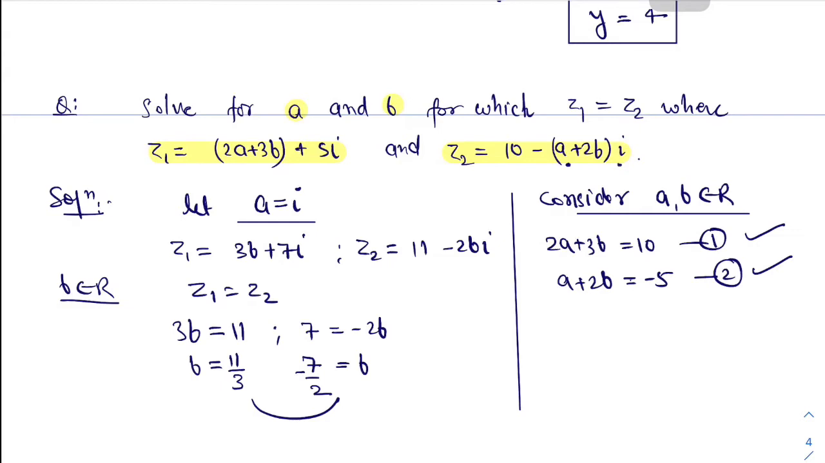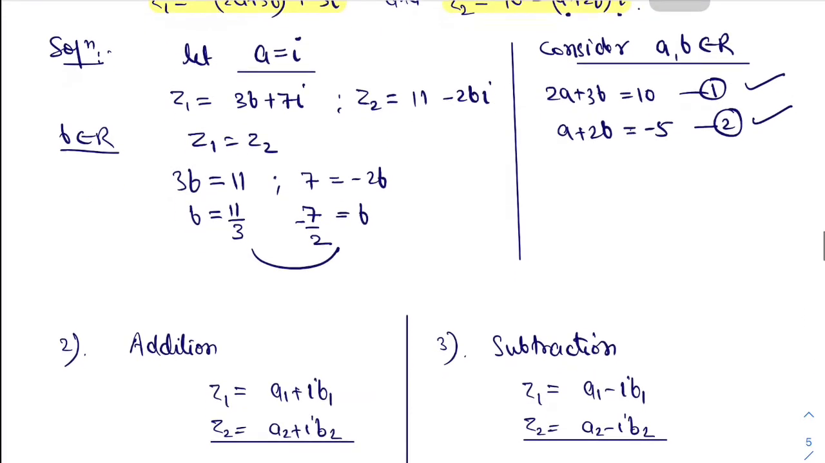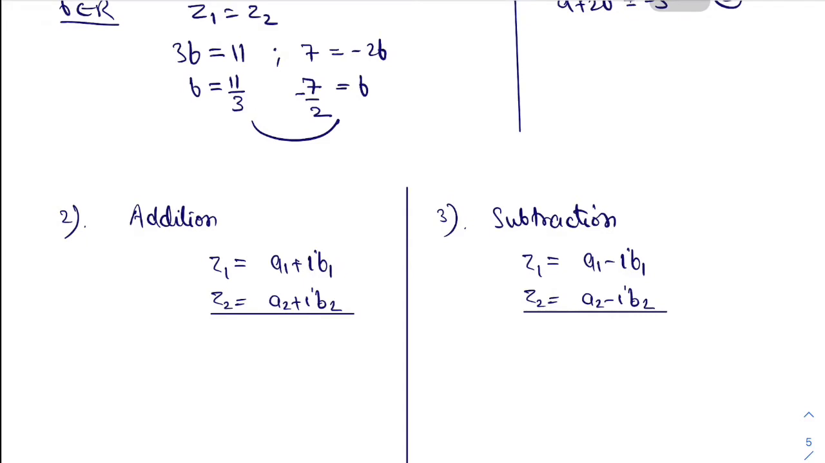But only when we are considering a and b to be real, and it is not mentioned anywhere in the question that a and b are real. So this thing you have to keep in your mind: unless otherwise mentioned, you cannot compare the real part and imaginary part. So the answer to this question will be that we cannot say for sure what the answer for a and b is. So this was the equality of complex numbers.